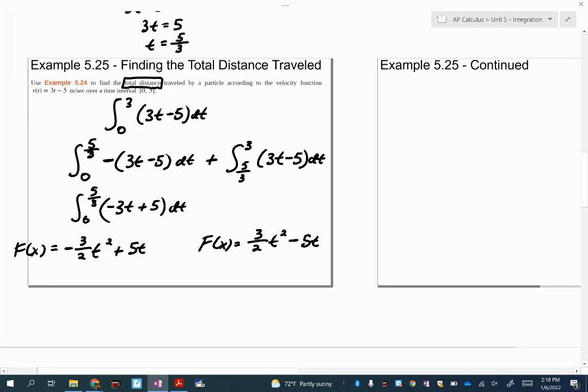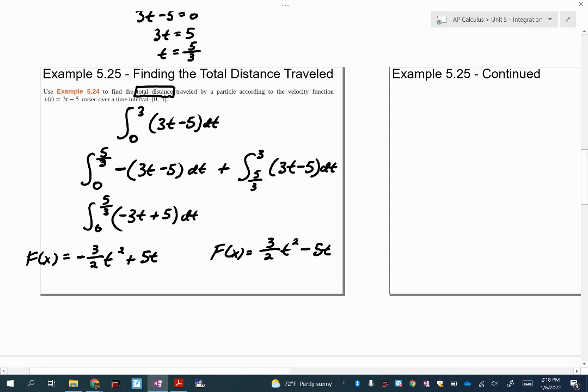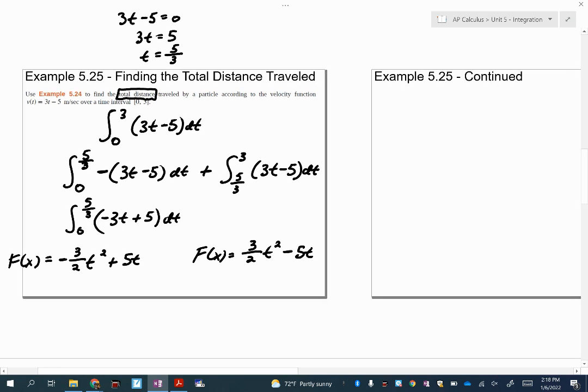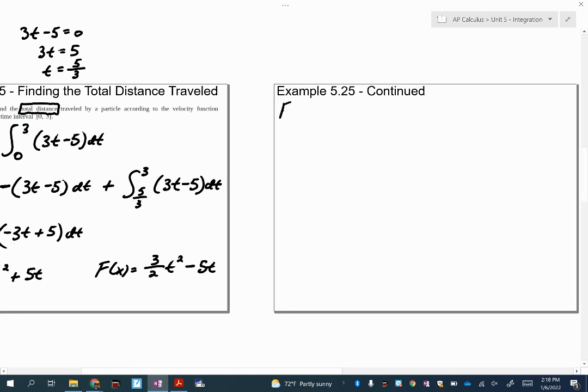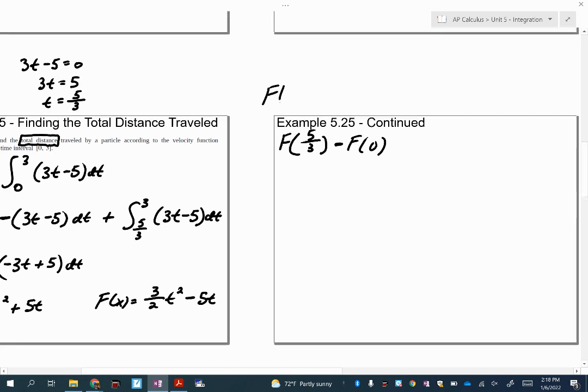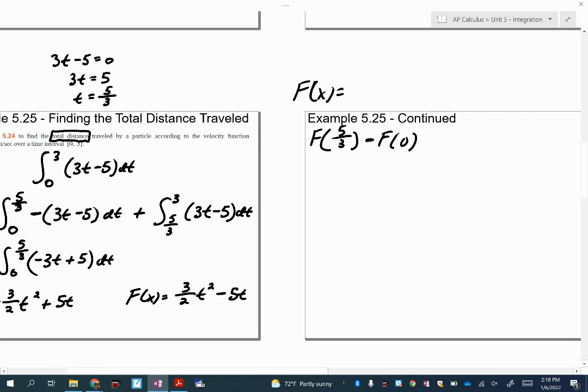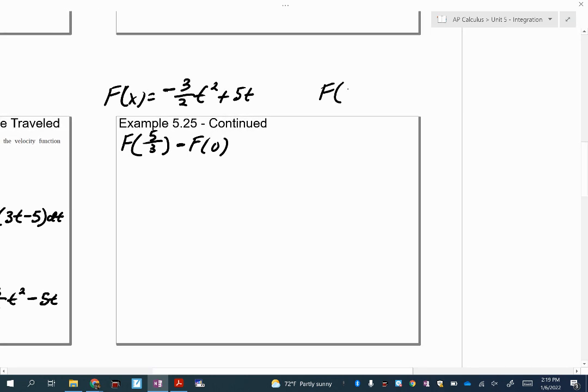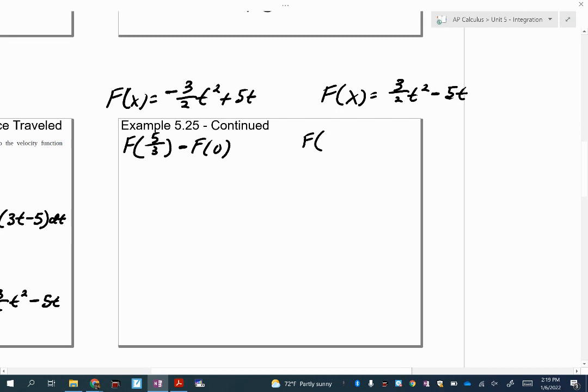Okay, so I have two slides here. I'm going to take that first antiderivative, plug in 5/3 and 0, subtract, and get my value for the first integral. So I'm going to do f of 5/3 minus f of 0, and I'll put the first antiderivative up here, which was negative 3/2 t squared plus 5t. I'm doing that for that one. Then this one, which was 3/2 t squared minus 5t, I'm doing f of 3 minus f of 5/3.